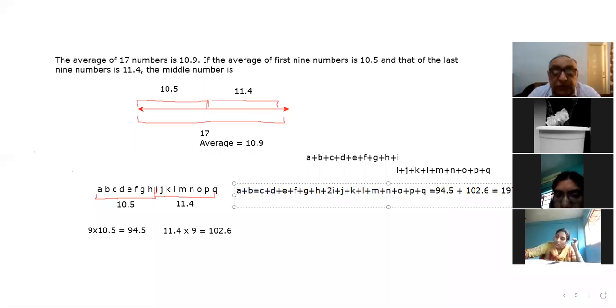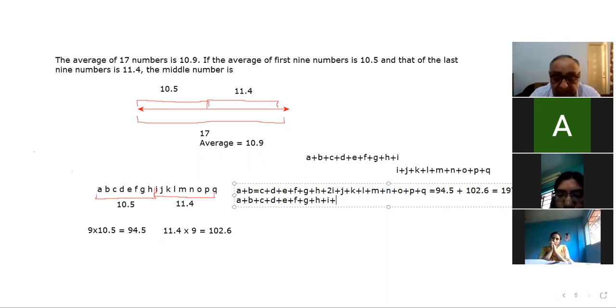So now beta, we need to subtract from this A plus B plus C plus D plus E plus F plus G plus H plus I, plus J plus K plus L plus M plus N plus O plus P plus Q. So we have to reduce this. The average of 17 numbers is 10.9, so 10.9 into 17 will become the total of this.